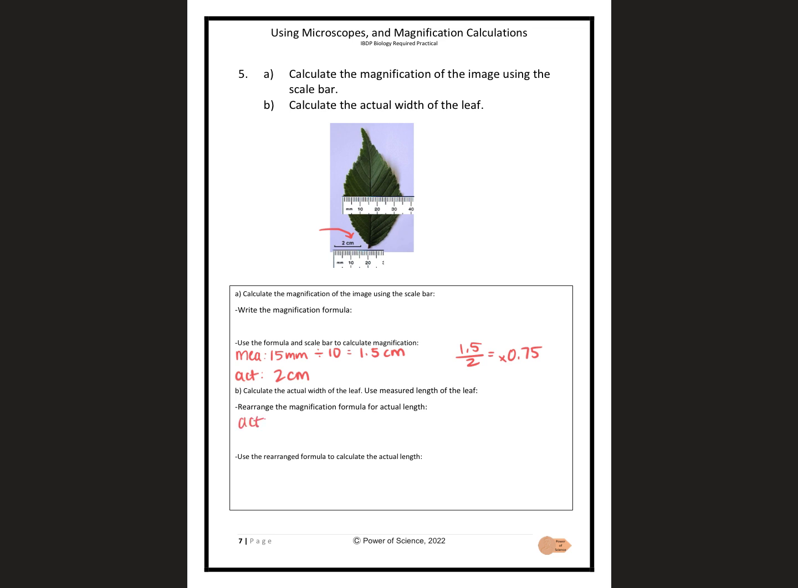So for actual, it's measured over magnification. So our measured length of our leaf here is about 35 millimeters, which is 3.5 centimeters. So we're going to take 3.5 centimeters and we're going to divide it by 0.75, which is our magnification. And we're going to end up with about 4.7 centimeters.